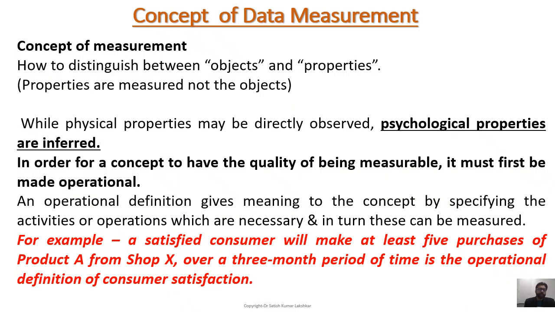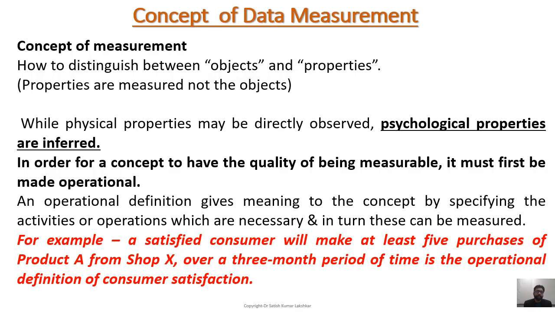Now, moving further, if we talk more about the concept of data measurement, it is about how to distinguish between objects and properties. Properties are measured. We can't measure the objects; we can measure the properties of the objects. While physical properties may be directly observed, psychological properties are always inferred. In management science, we deal with psychological factors also. So psychological properties are always inferred. We infer something on the basis of past data available to us.